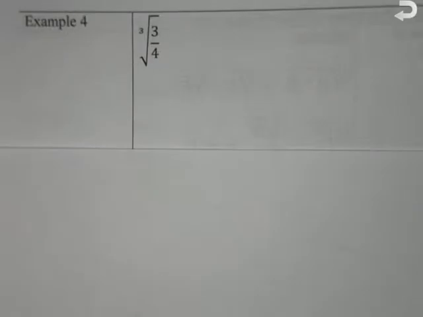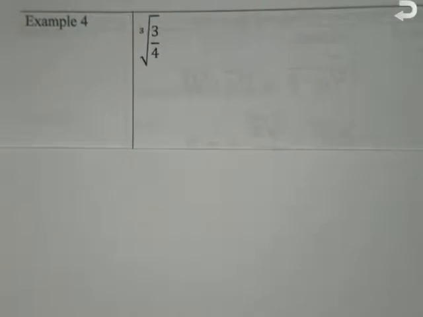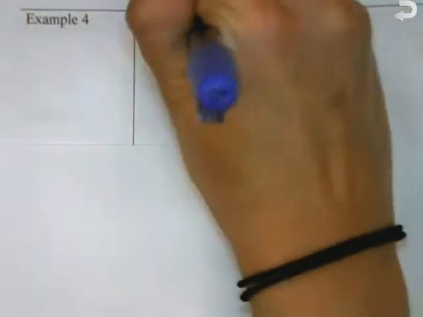The cube root of 3 over 4. Now this goes right back to one of the rules we wrote at the beginning. The very first thing we want to do is break this apart. So this is the cube root of 3 over the cube root of 4.